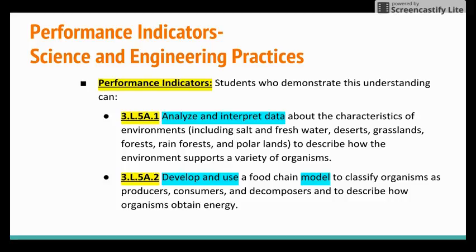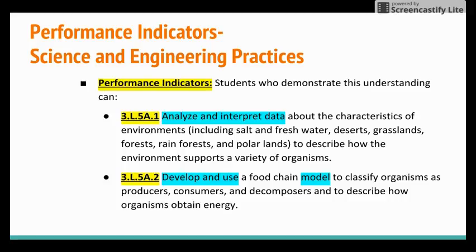So this isn't about memorizing information about different habitats. It's about using data from those habitats. It's about analyzing data and interpreting data and saying, okay, based on the temperature, based on the type of water, based on the amount of sunlight, these organisms can live here because these organisms are adapted to live in an environment with these characteristics. That's what that line, analyze and interpret data, tells you.